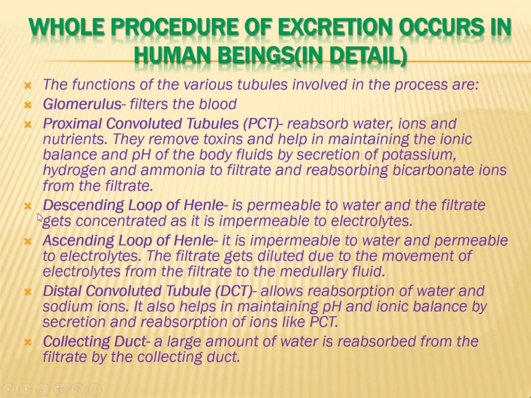Now, the loop of Henle. There are two kinds of limbs, as we discussed in the Henle's loop itself: one is the descending loop, one is the ascending loop. The descending loop is permeable to water, and the filtrate gets concentrated as it is impermeable to electrolytes. The descending loop is very permeable to water and the filtrate gets concentrated, as it is impermeable to electrolytes.